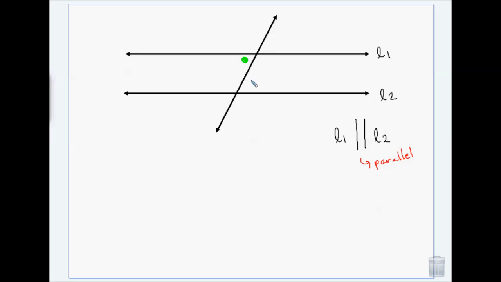Alternate interior angles are equal. So green is equal to green, and blue is equal to blue. Those are the alternate interior angles. Okay. So inside our box here, inside we have alternate interior angles. Alternate. Here, hold on, I'll rewrite that. That's not very good.